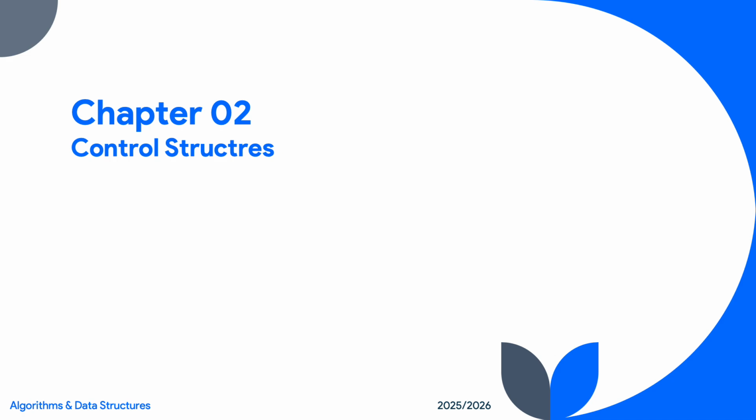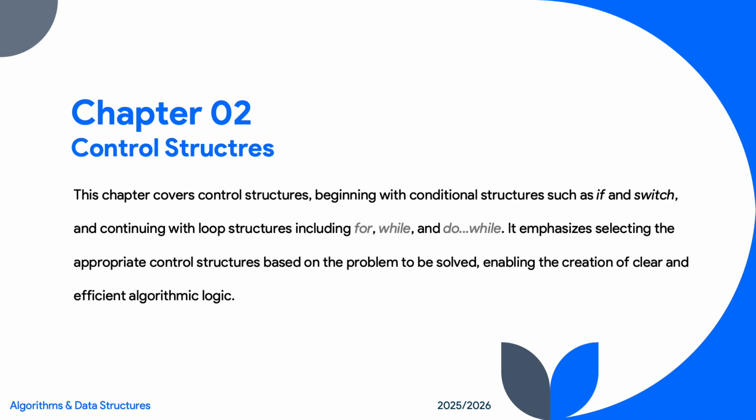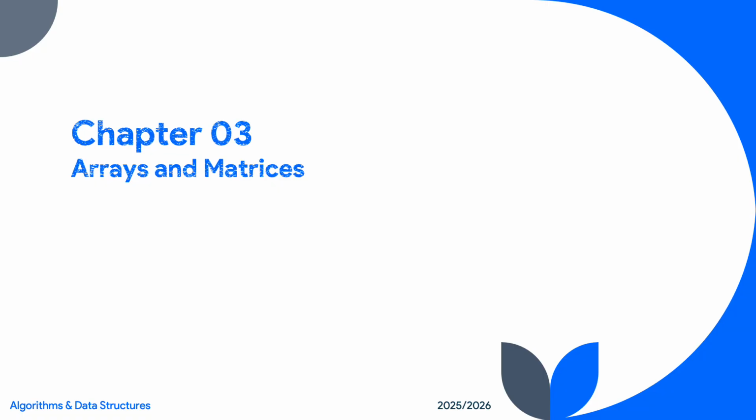Chapter 2, Control Structures. This chapter covers control structures, beginning with conditional structures like if and switch, and continuing with loop structures including for, while, and do while. It emphasizes selecting the appropriate control structures based on the problem to be solved, enabling the creation of a clear and efficient algorithm logic.